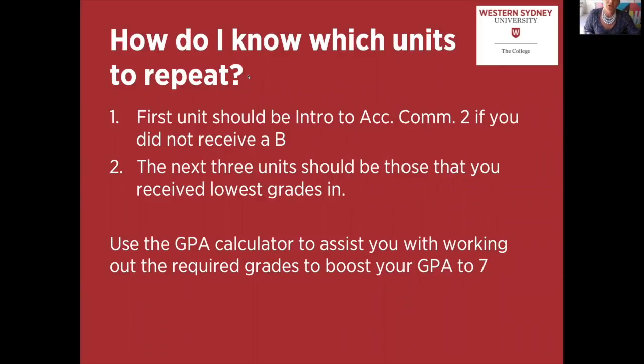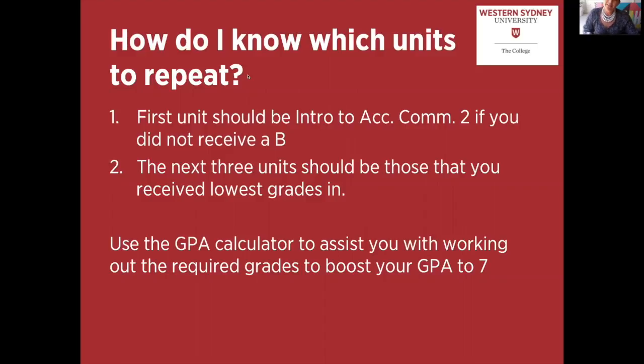So how do I know which units to repeat? The first thing you need to do is this: if you didn't receive a B in Academic English 2, you need to repeat this unit. You must get a B in order to articulate through to university. The next units you need to look at repeating are up to 3 other units, your 3 lowest. If you've got any absent fails, you need to repeat these units. If you've got any D's, E's and F's, you need to repeat these.